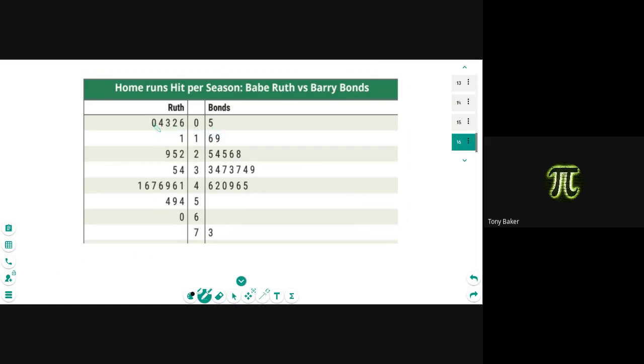So Bonds had a season of no home runs, 4 home runs, 3 home runs, 2 home runs, and 6 home runs. Because it'd be 0-4, 0-3, 0-2, 0-6. Barry Bonds had one season where he hit less than 10 home runs, basically. Home run hit out of the park. Hard to do typically.